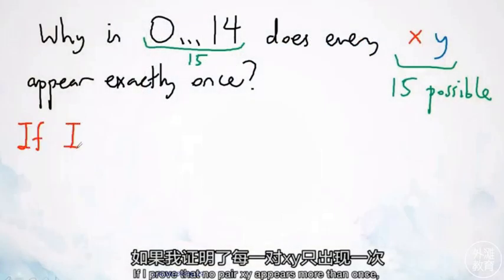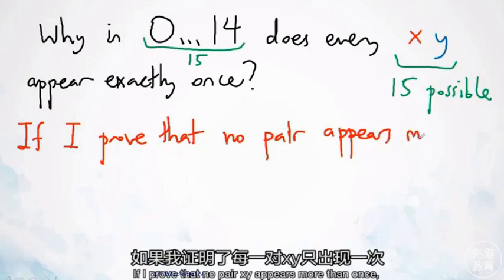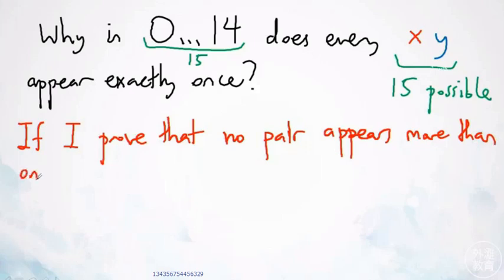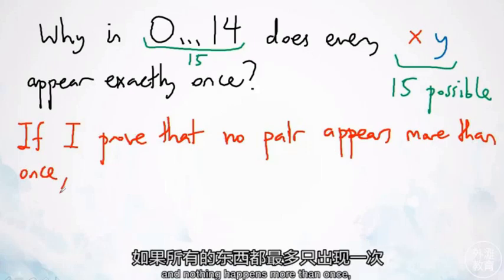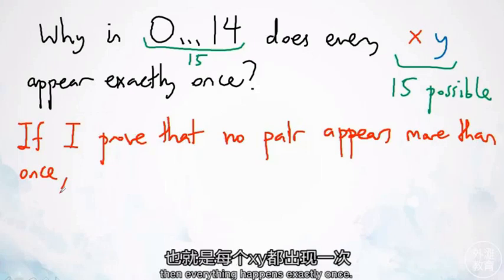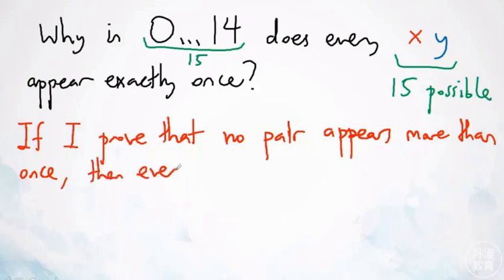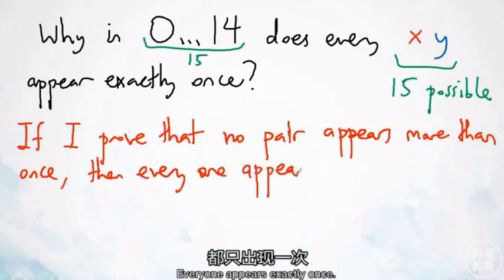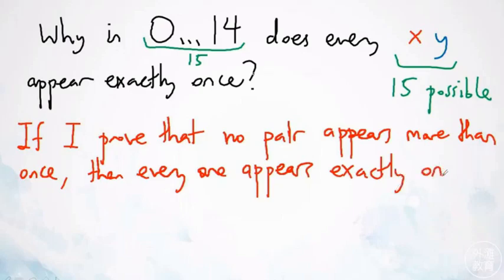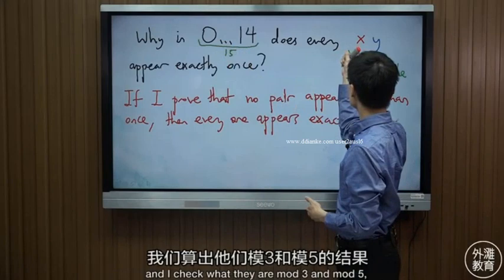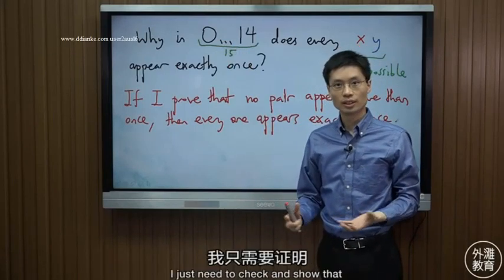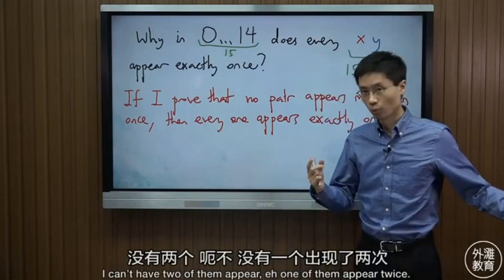If I prove that no pair xy appears more than once, well then, since I have 15 possible and 15 places, and nothing happens more than once, well then everything happens exactly once. So now my goal is to prove that if I look at the numbers 0 to 14 and I check what they are mod 3 and mod 5, I just need to show that I can't have one of them appear twice.